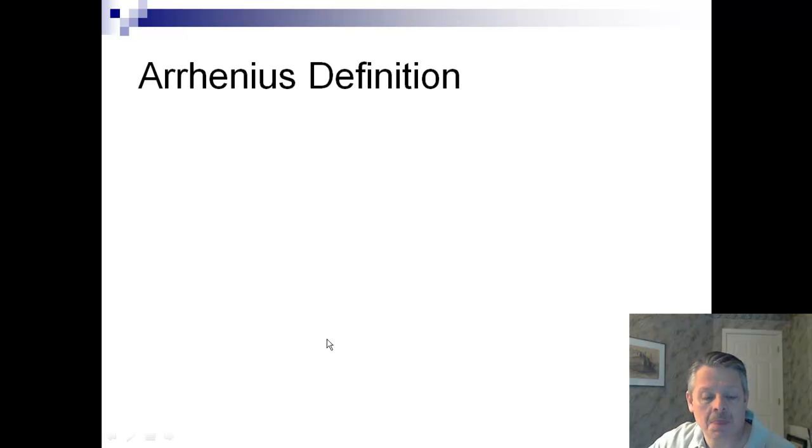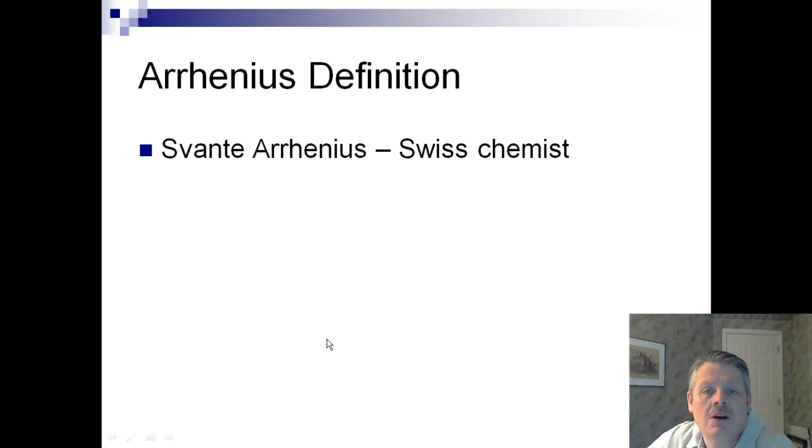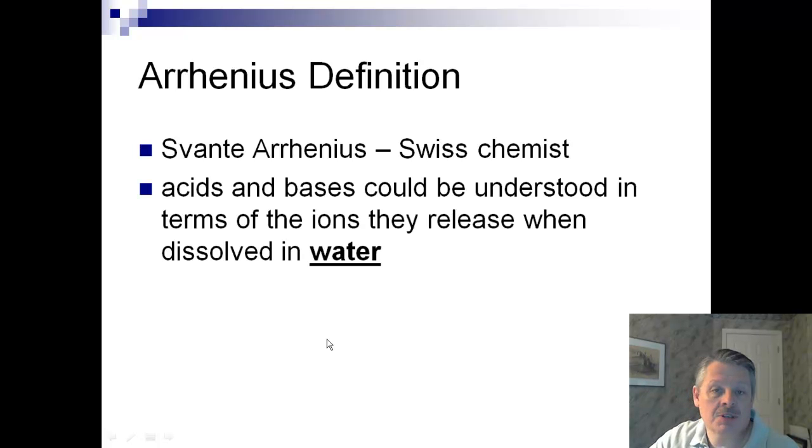All right. So let's get into some definitions of what acids are. There was a Swiss chemist named Arrhenius, and he came up with the concept of an acid and a base. And he said acids and bases could be understood in terms of ions they release when dissolved in water. Notice it is in water, so write that down. The Arrhenius definition is a great definition, but it has to be in water.